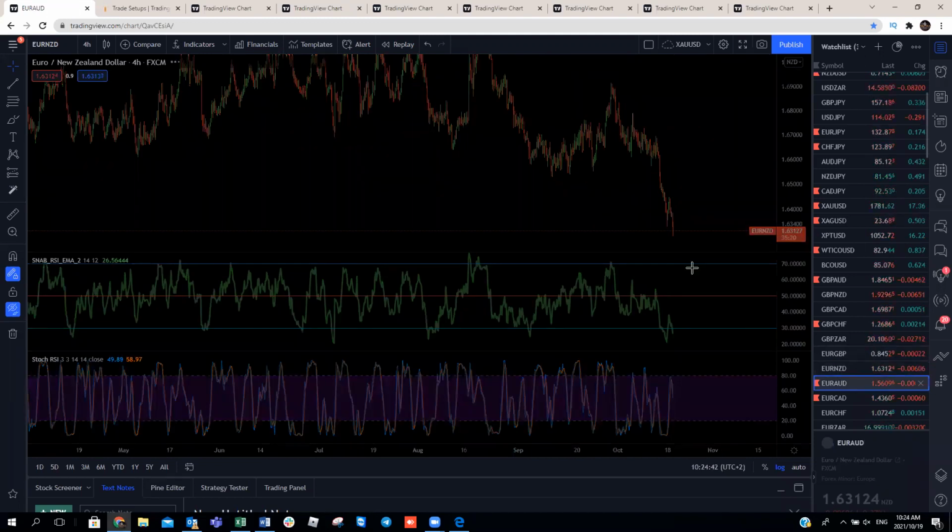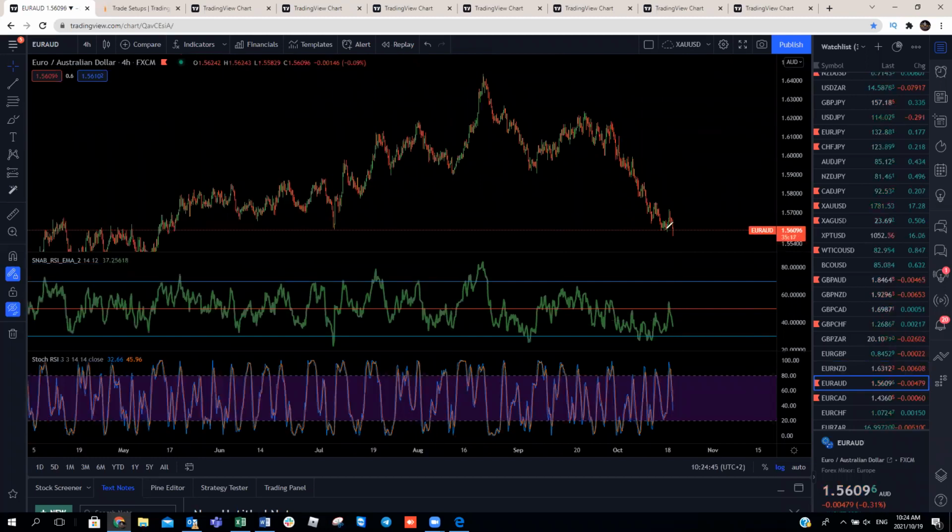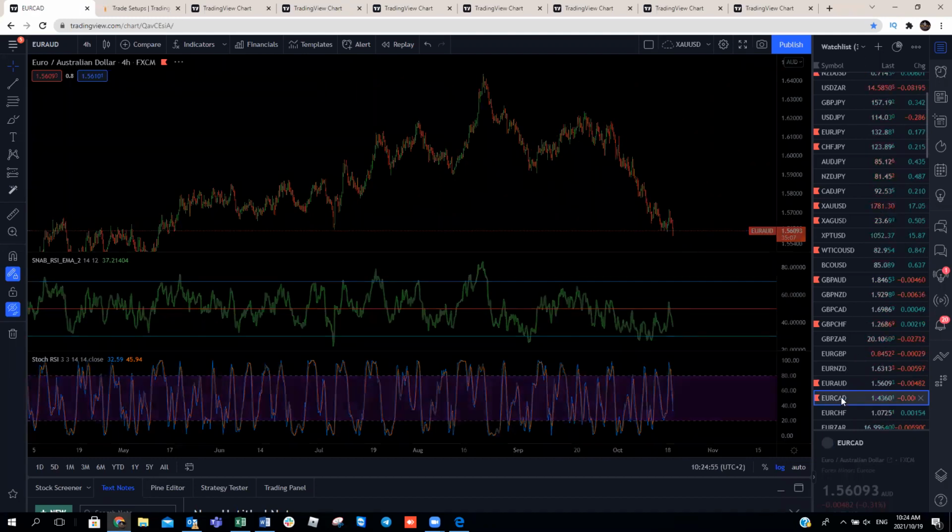Euro Aussie, consolidation should continue to the downside. Look at that. Recipe for continuation to the downside. Very clear, guys. Right, Euro CAD, the same.